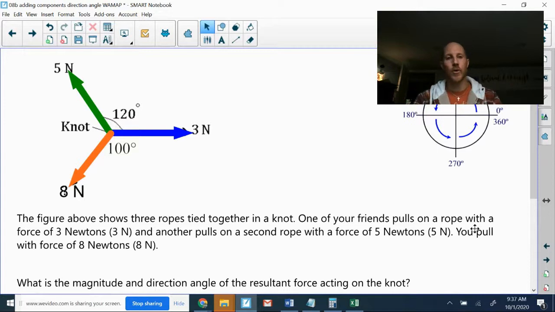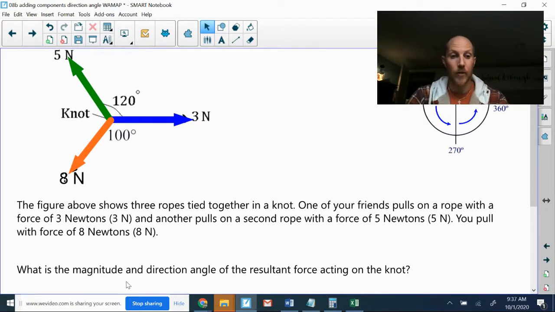Okay, so there's actually a story behind the picture that you just were working with. This figure shows a diagram of 3 ropes being tied together in a giant knot, and you got a 3-person game of tug of war with a blue person pulling the blue direction, a green person pulling the green direction, an orange person pulling the orange direction at these different forces. And our job is to find the resultant force. If we add all 3 of those vectors together, what is the magnitude and the direction angle of the resultant force acting on that knot?